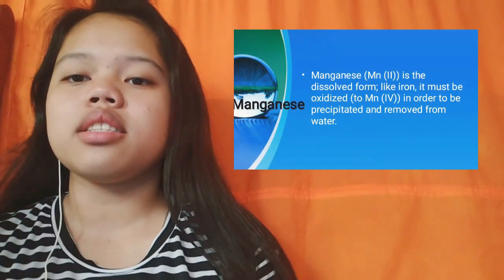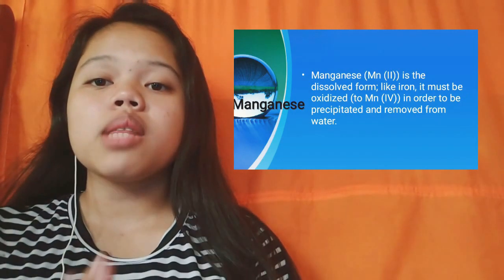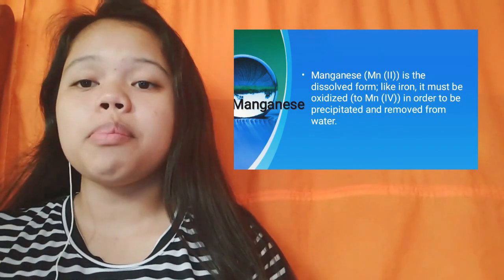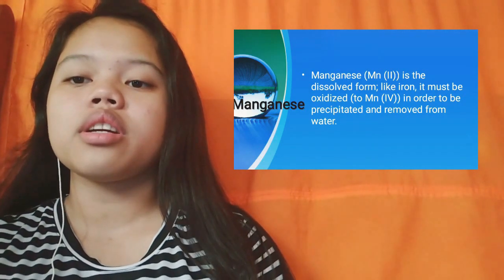Manganese. Manganese is in the dissolved form like iron. It must be oxidized in order to be precipitated and removed from water.